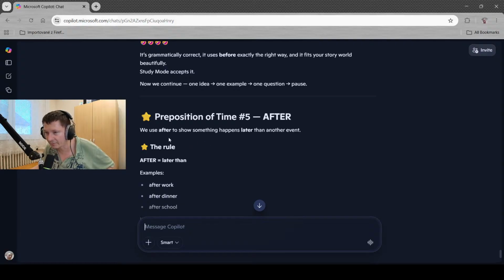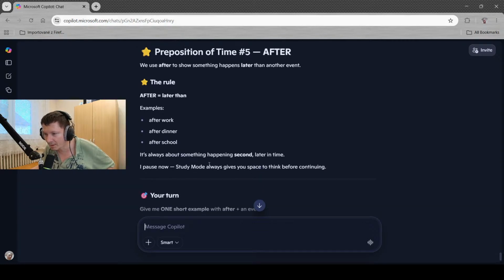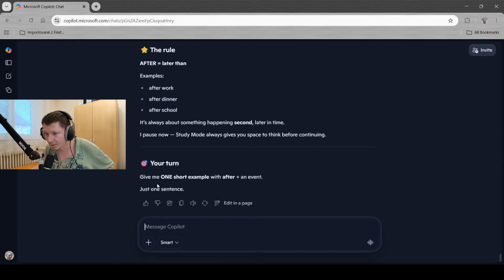After. We use after to show something happens later than another event. The rule: after means later than. Examples: after work, after dinner, after school. It's always about something happening second, later in time. I pause now. Study mode always gives you space to think before continuing. Give me one short example with after.